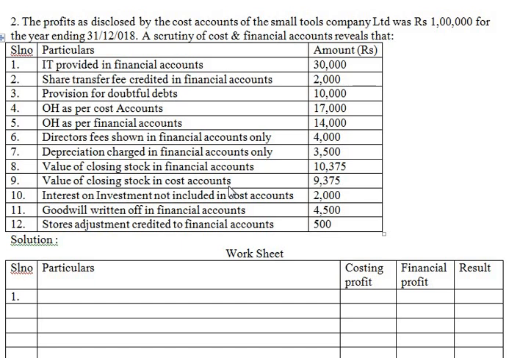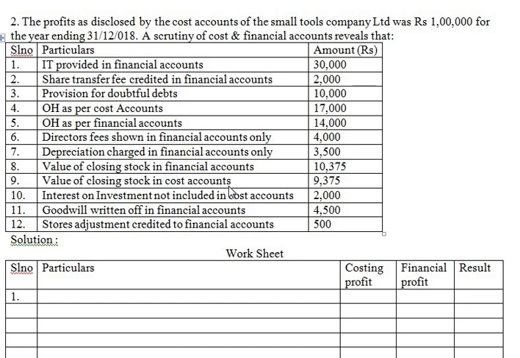The profit, as disclosed by the cost accounts of the Small Tools Company Limited, was rupees 1 lakh for the year ending 31st December 2018. Scrutiny of cost and financial accounts reveals the following transactions explaining the difference between cost profit and financial profit: income tax provided in financial accounts, share transfer fee credited in financial accounts, provision for doubtful debts, overheads as per cost accounts, overheads as per financial accounts.